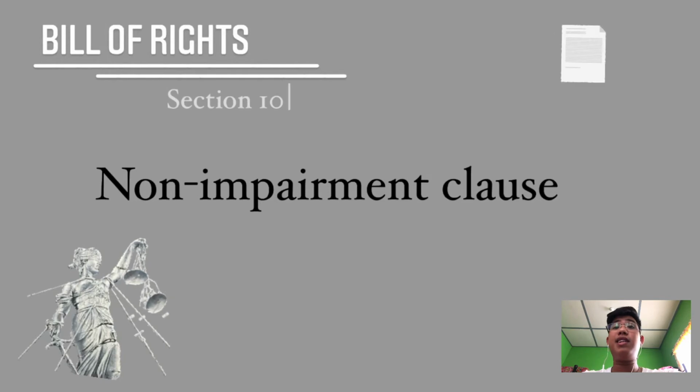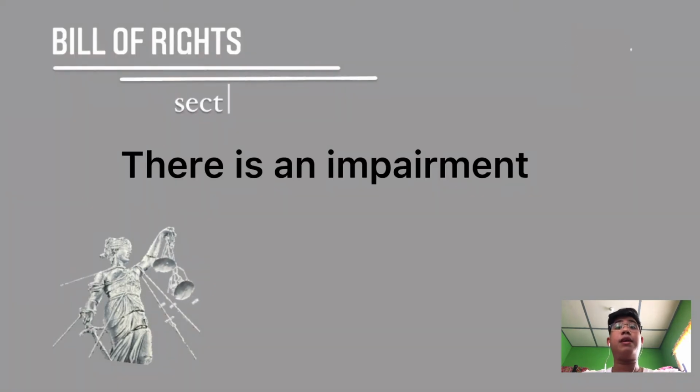But there is impairment if a subsequent law changes the terms of the contract between the parties, between only the parties, imposes new conditions, dispenses with those agreed upon, or withdraws remedies for the enforcement of the rights of the parties. It is anything that diminishes the efficacy of the contract.